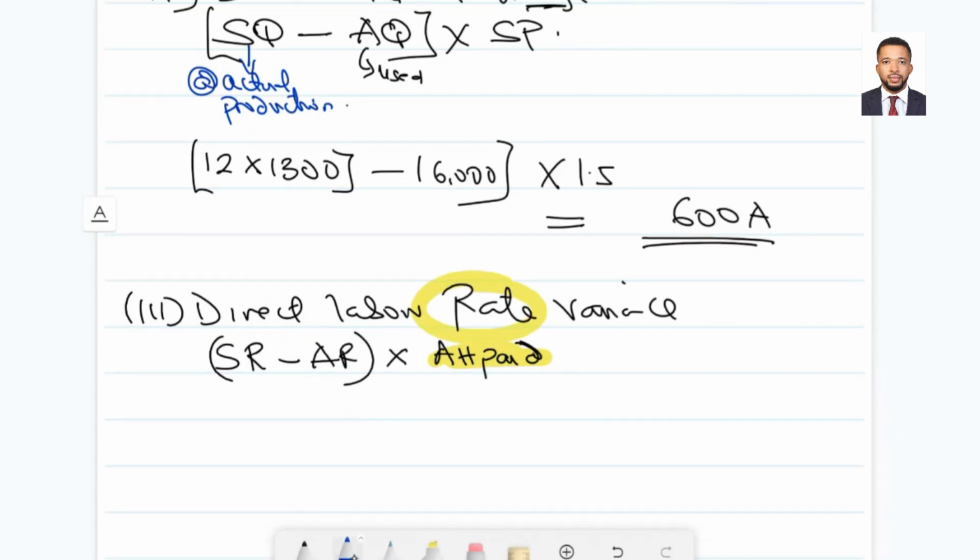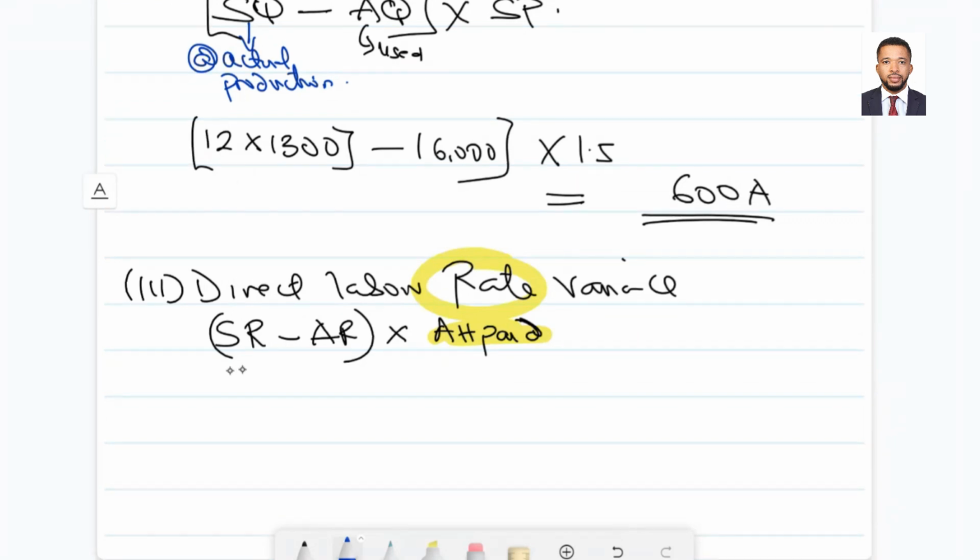So our standard rate, I need everyone to participate. How much is the standard rate? 6 naira per hour. Minus what's the actual rate? Is it 6? 6 as well. Multiplied by actual quantity, actual hours paid. How many hours? 5,000 hours.